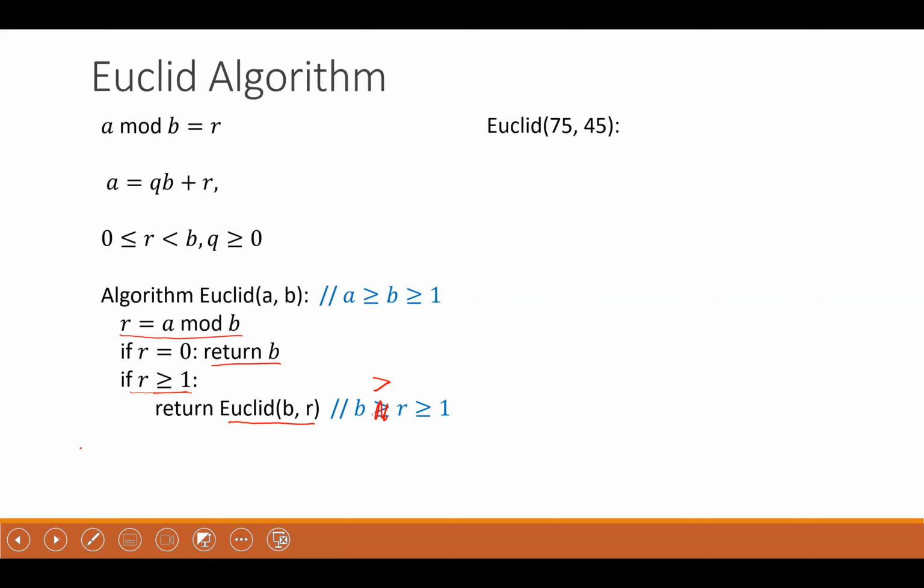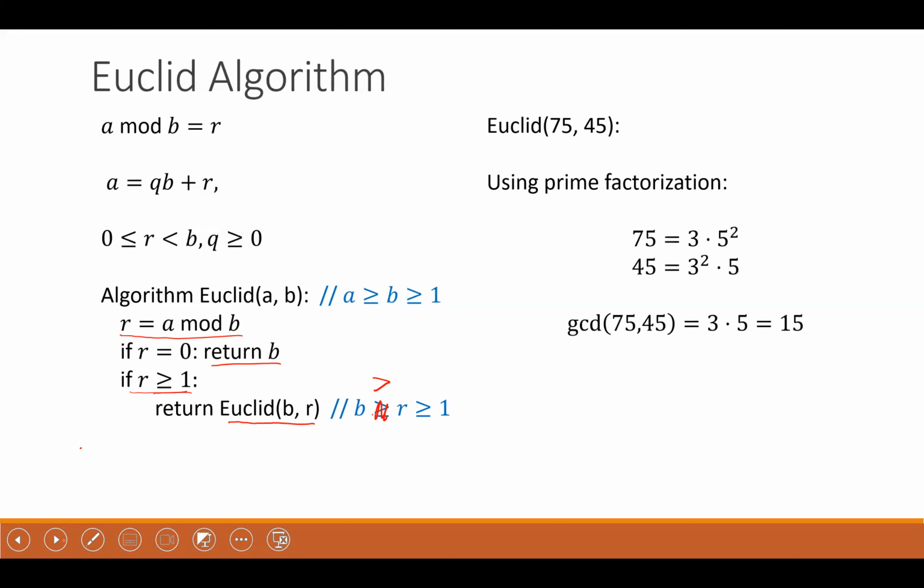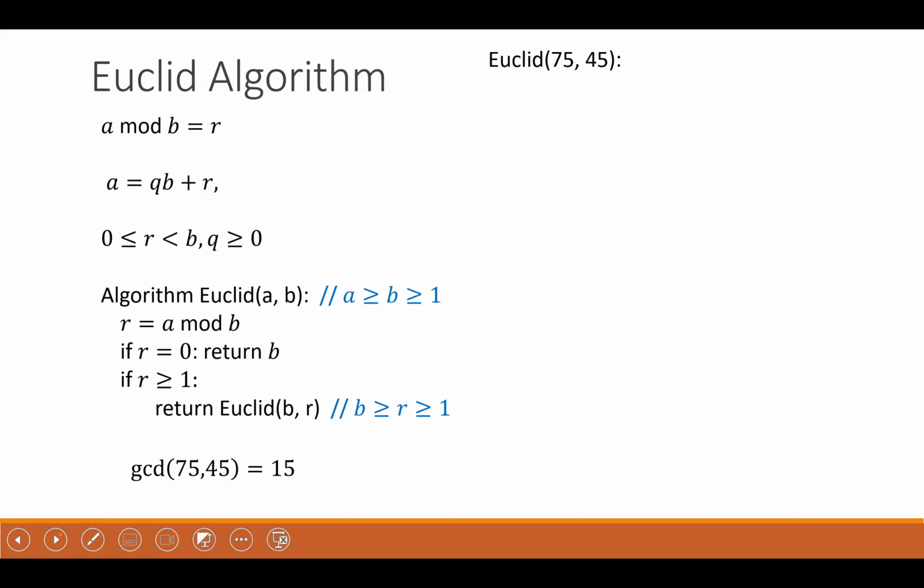So let's attempt to run it on our example of 75 and 45. Using prime factorization, if we break these down into a product of primes, we get 3 times 5 squared and 3 squared times 5, and they have in common 3 times 5, which is 15. So the greatest common divisor of 75 and 45 is 15. But let's see how Euclid computes it. So in the first step, I take A mod B and find the remainder. 45 goes into 75 once with 30 remainder.